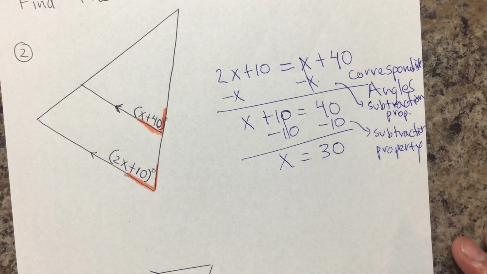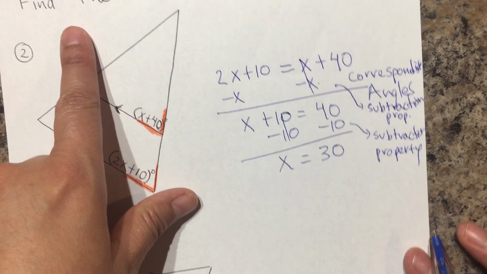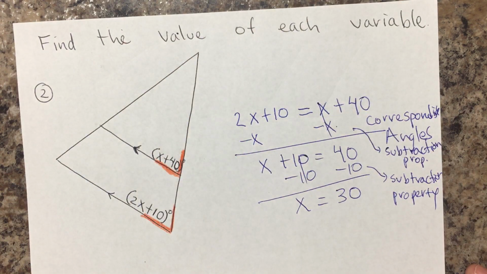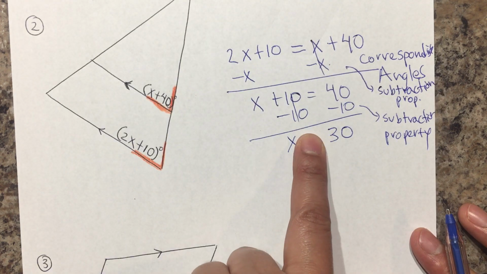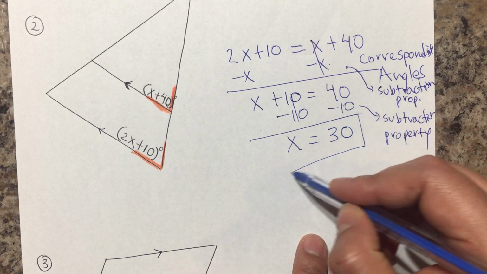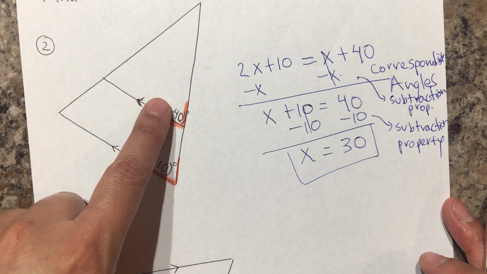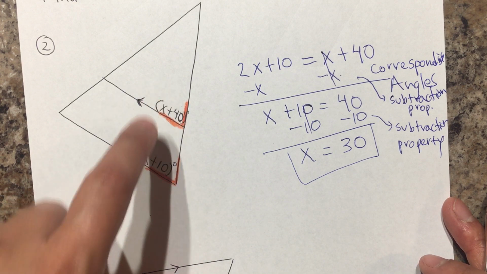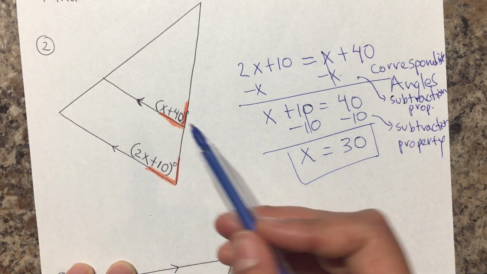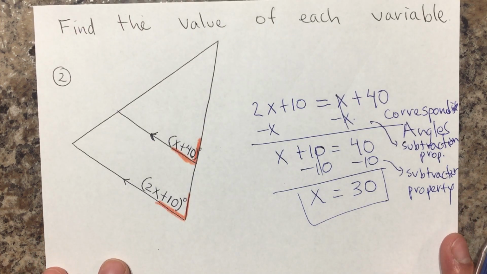And so that's x. Now this tells us to find the value of each variable, and that's all we have to do. This is it. But sometimes it asks you to make sure that they are congruent. And so just check, without doing the math if you want to.